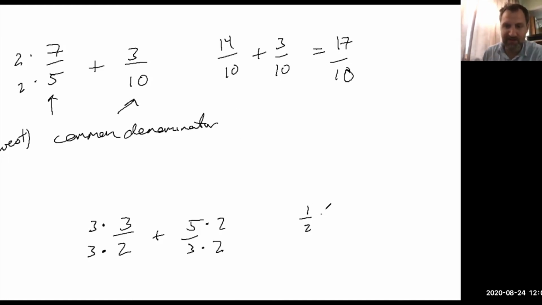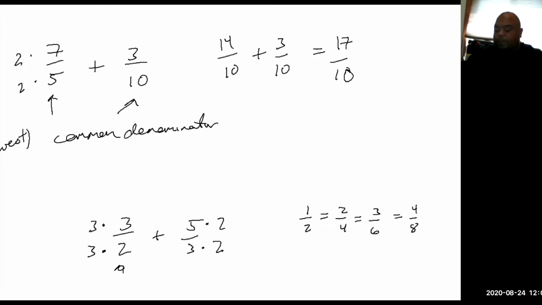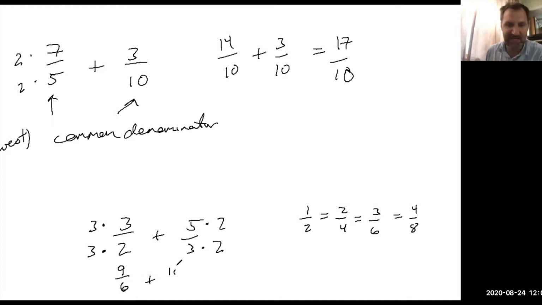What I mean by that is a half is the same as 2/4. It's the same as 3/6. It's the same as 4/8. There's lots of representations of a half. So as long as I multiply the top and the bottom by the same thing, I'll end up with an equivalent fraction. So this is 9/6 and 10/6, and that would make 19/6. Okay?